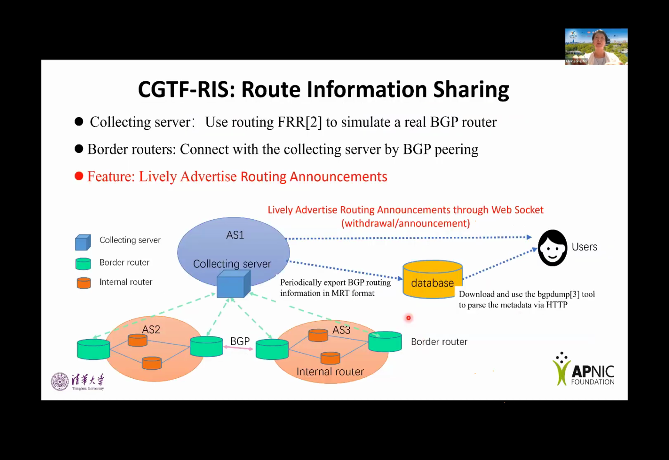This is the architecture of our BGP routing sharing system. The collecting server uses FRR to simulate a real BGP router, and the border routers of partners connect with the collecting server by BGP peering. The collecting server will periodically export BGP routing information in MRT format, and it also advertises routing information live through WebSocket.